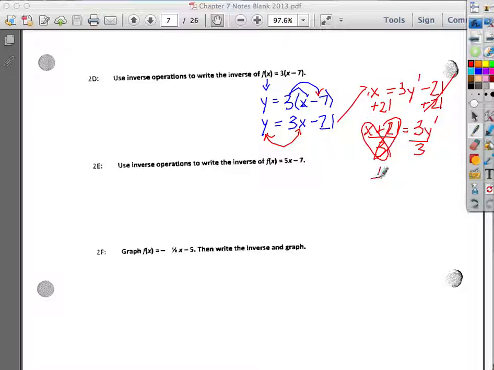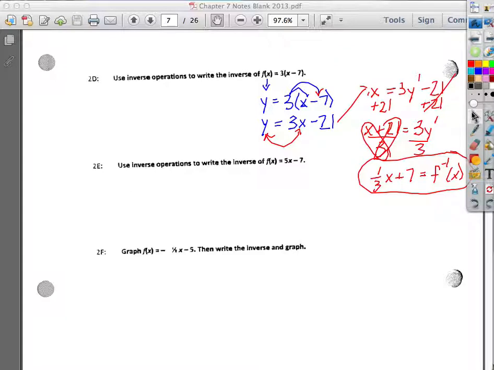So you would have 1/3 x plus 7 equals, I'm just going to jump right to it because you're rock stars. You're honors kids. I can handle that. And there's your value. Okay? There's your inverse equation. Once again, symmetrical across the line y equals x.